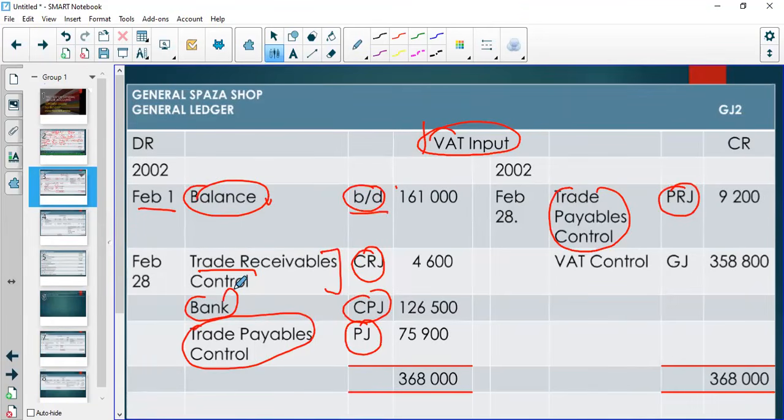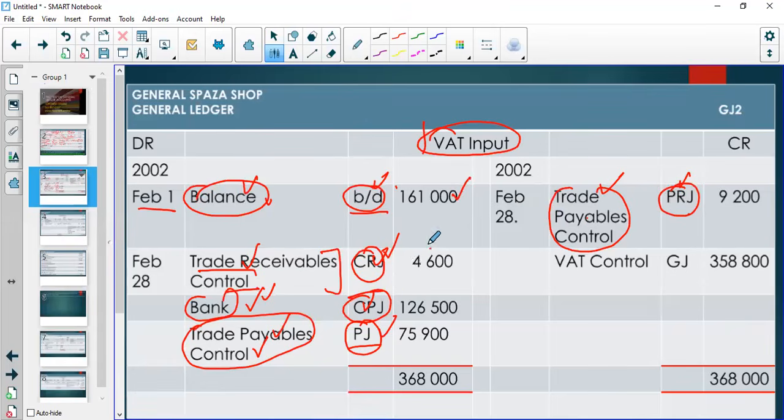Then you know that there is going to be trade receivables control from the cash receipts journal, bank from the cash payments journal, and trade payables from the purchases journal, right? So once you enter these, you probably already have over maybe 50% of the marks. Before you even start entering the actual amounts, you have the correct structure. So this will be the balance brought down.